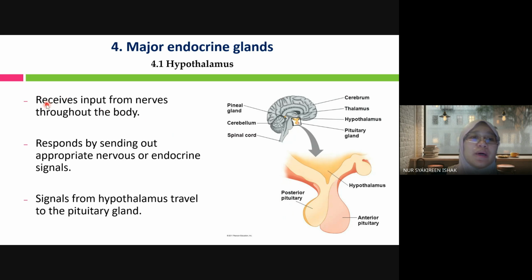Okay, so the function of the hypothalamus: it receives input from the nervous system, the neurons throughout the body. Okay, so it responds by sending out signals to the appropriate nervous or endocrine glands. So the hypothalamus generates and transmits impulses, and at the same time it also produces and secretes hormones. Okay, endocrine.